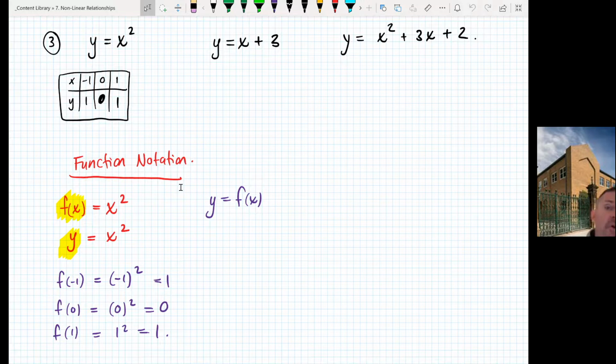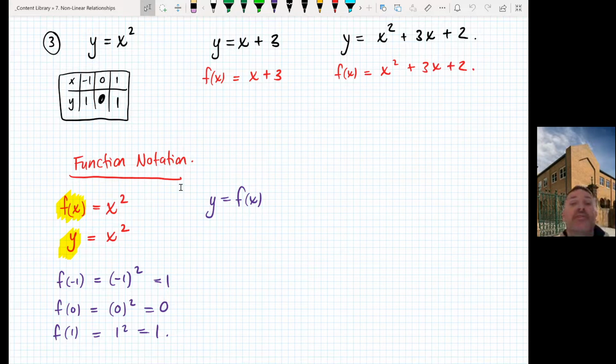So if I was to rewrite y equals x plus 3 in function notation, we'd write f of x equals x plus 3. That's it. That's function notation. For the last one, we'd write f of x equals x squared plus 3x plus 2. Again, y and f of x are literally the same thing. It is just a different way to write it.